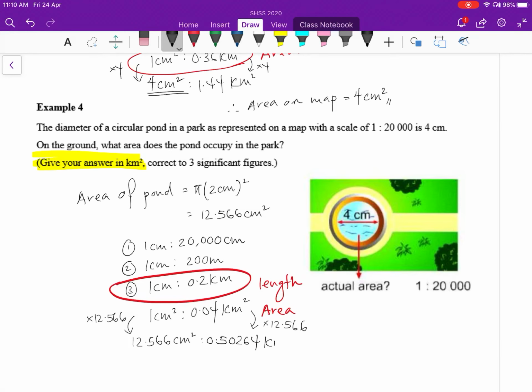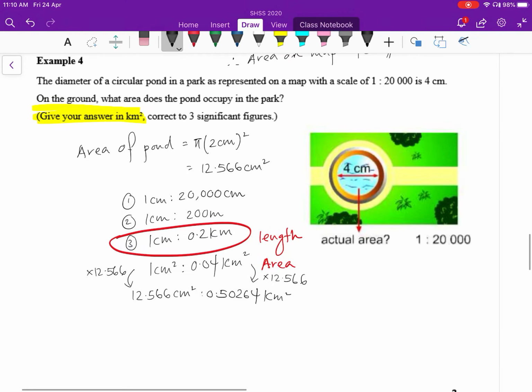0.50264 km square. Therefore, actual area is 0.50264 km square. Now I will have to list out all the decimal places because this is an accurate answer. Okay, so we do not round off an accurate answer.